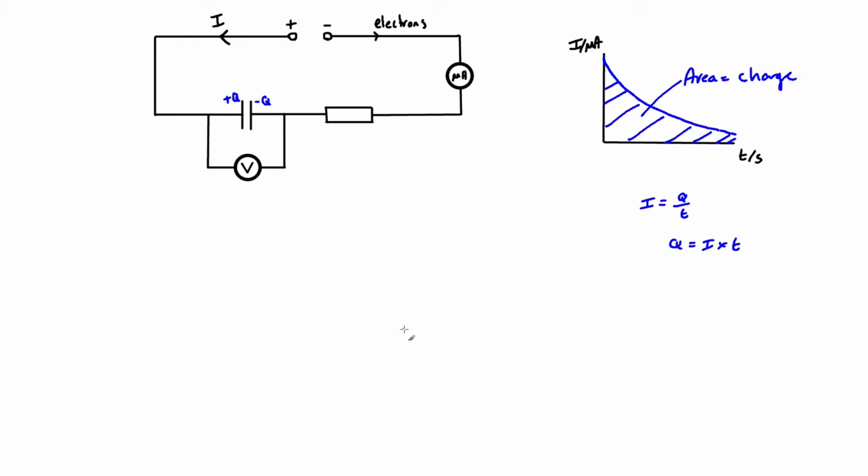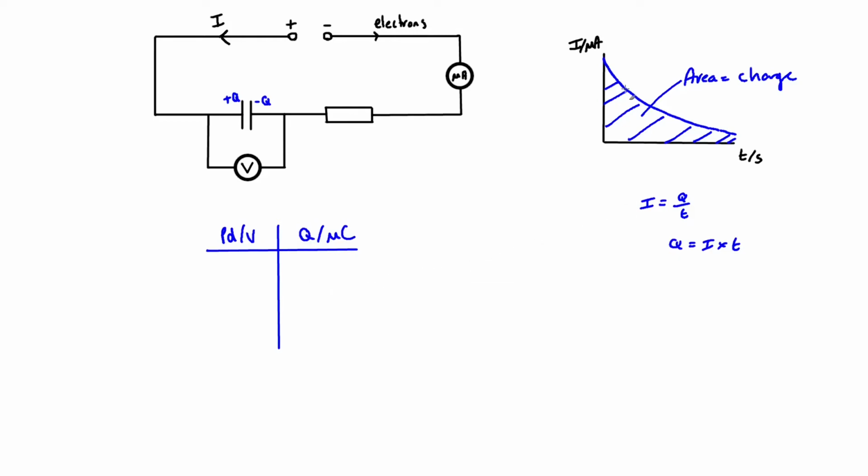So what we could do is charge the capacitor up to different voltages. For each charging event, we could plot a graph of current against time, try and determine the area under the graph, and therefore determine the charge. Now if we could get a table of results for the potential difference across the capacitor and the charge stored on the capacitor for different voltages across it, we could investigate the relationship between those two quantities.